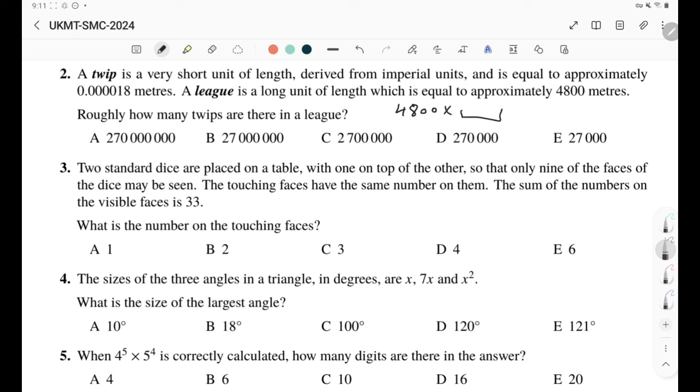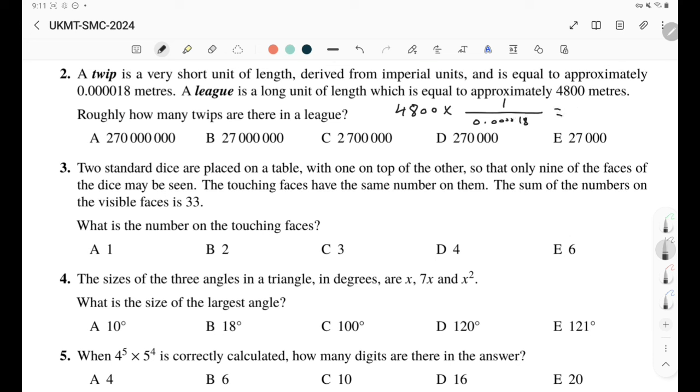This is this thing in meters, but to go from meters to TWIPs, you need to multiply by the reciprocal of this. So we need to multiply by 1 over this. How many zeros do we have here? 1, 2, 3, 4, and then we have 18. So yeah, just that number. This is basically the answer.